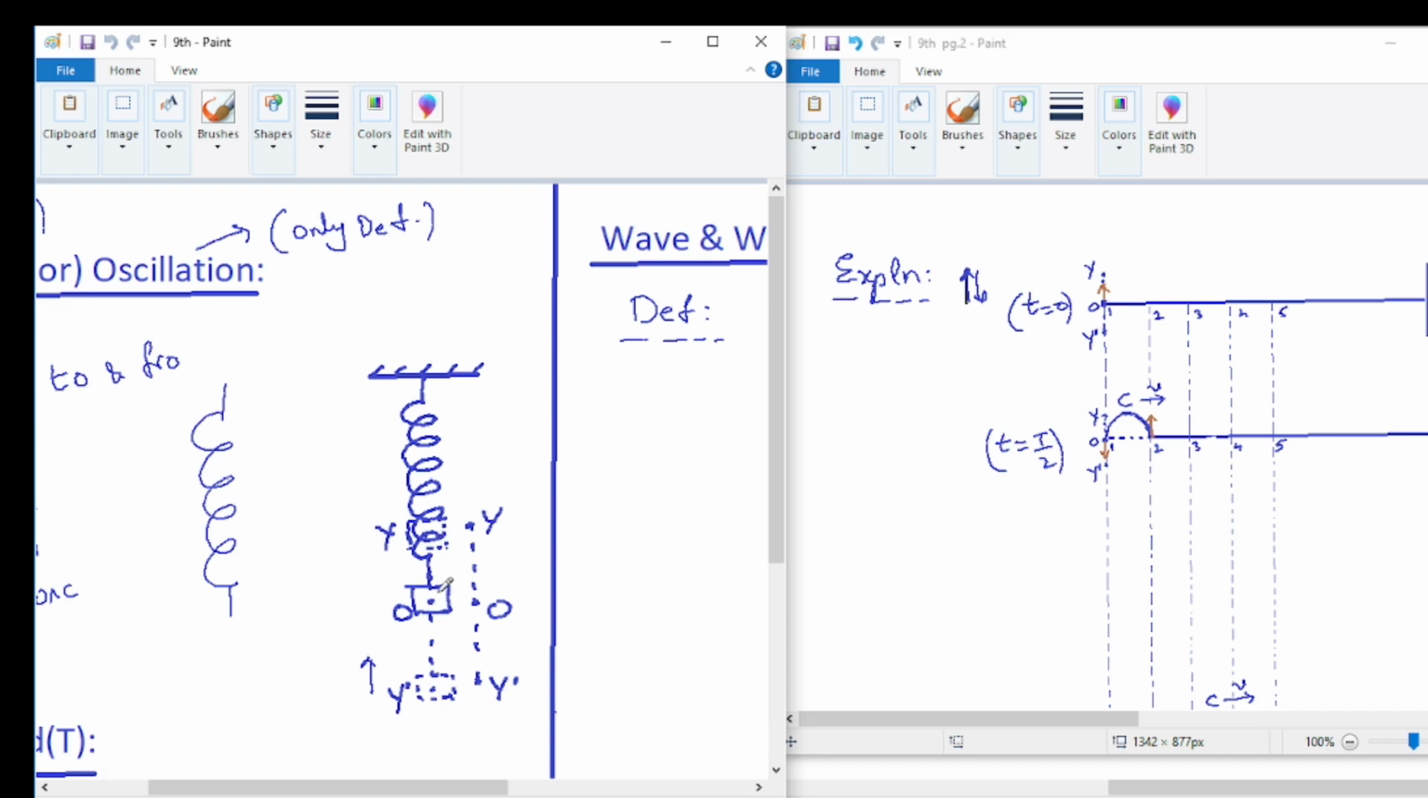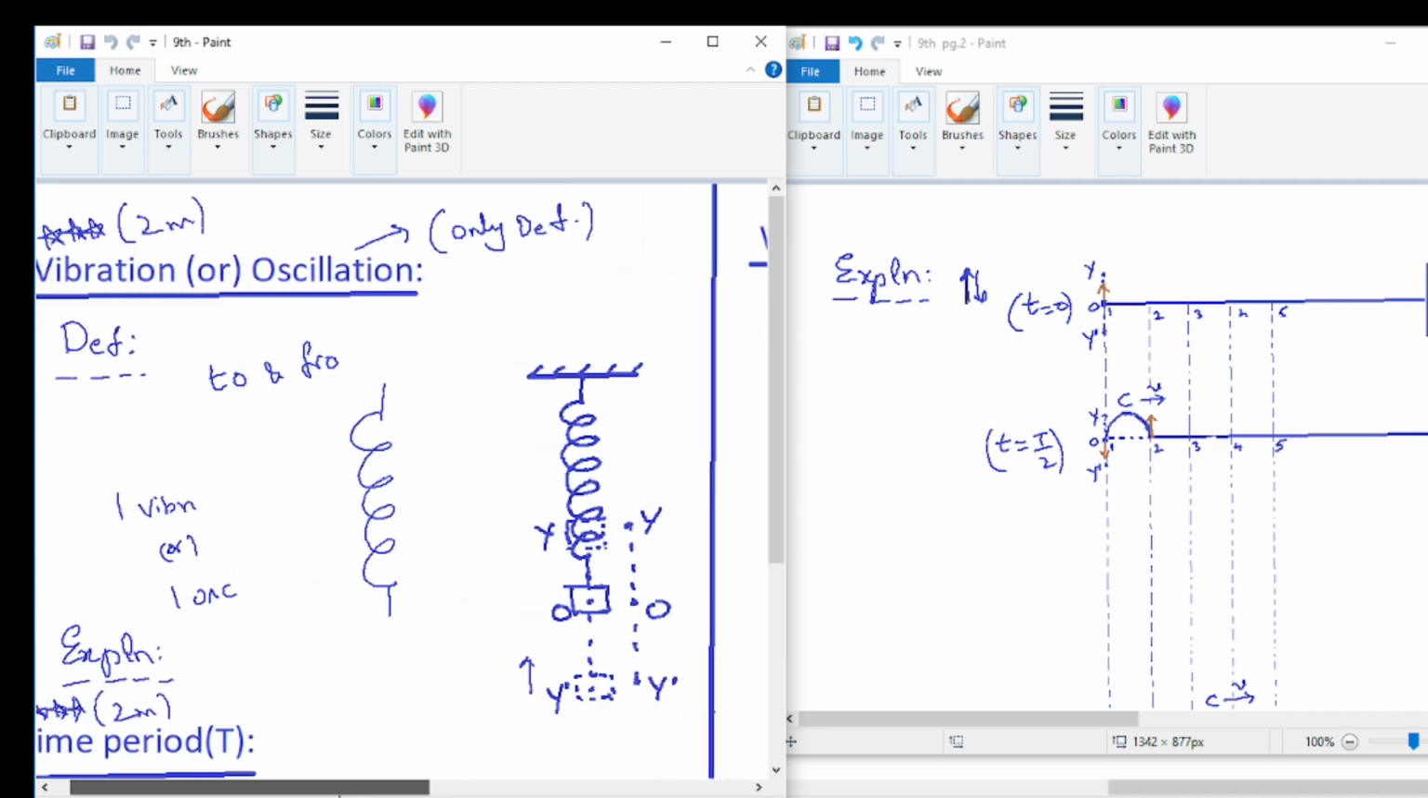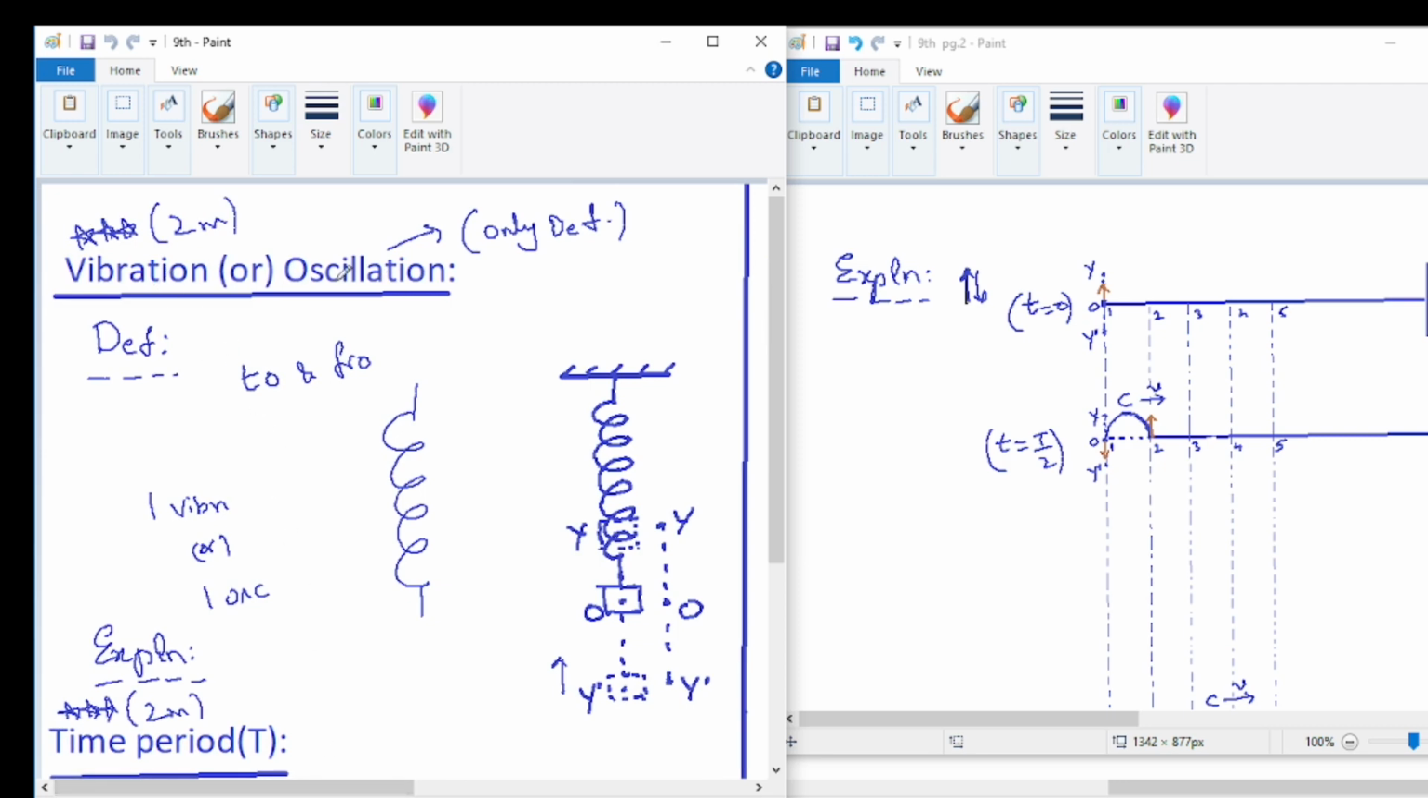Once we leave the stone or load at position Y dash after stretching the spring, it will go to the position O, and because of its high velocity it goes further, compressing the spring. As it goes up the spring gets compressed, due to which the load slows down and finally stops at Y. This is what we have seen earlier in the meaning of oscillation or vibration. Try to remember this example while learning the definition of vibration or oscillation.